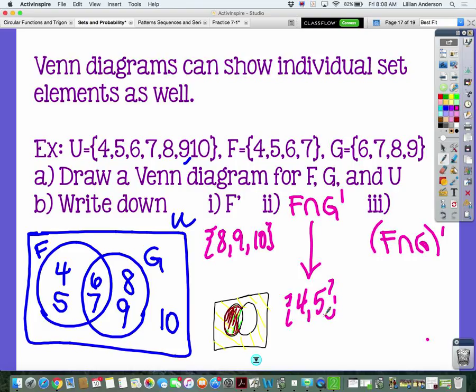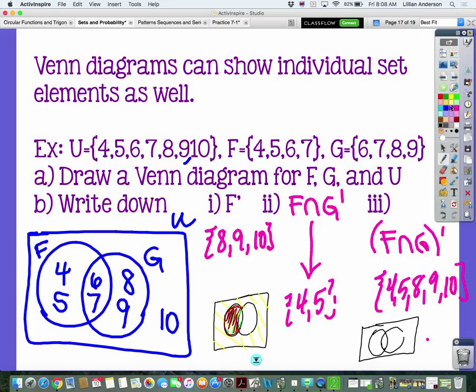Okay. Now the next one is the intersection of F and G and everything not in that. Okay. Well, that would be 4, 5, 8, 9, and 10. That would be those particular elements. And if you're like, how? Well, remember, you want everything that's not in the intersection. Okay. So this is the intersection. So you want everything that's not in that intersection, which would be everything that's outside of this general area. So that's everything but 6 and 7.